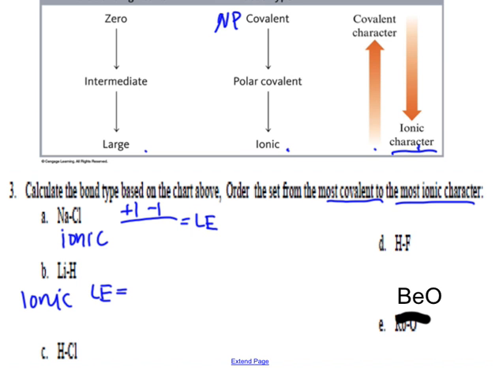Lattice energy is equal to QQ/R. So again, here we have a +1 and a -1. And when we compare A and B, we're going to have to figure out which one's radius is bigger or smaller, which we'll do in a minute. HCl, what is this? This is covalent. HF, covalent. And then BeO.